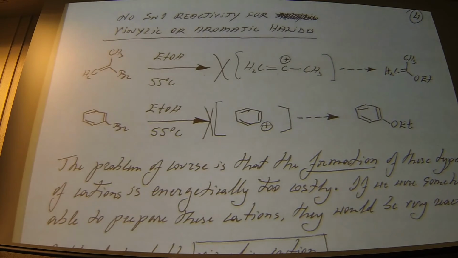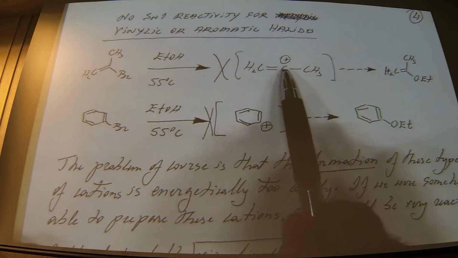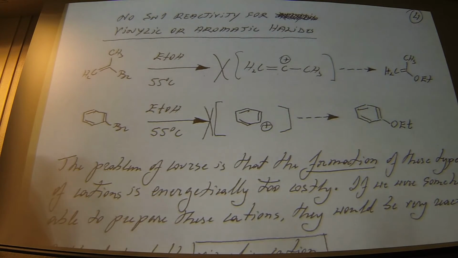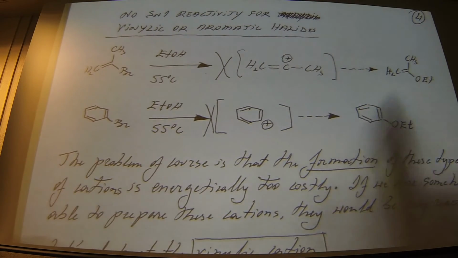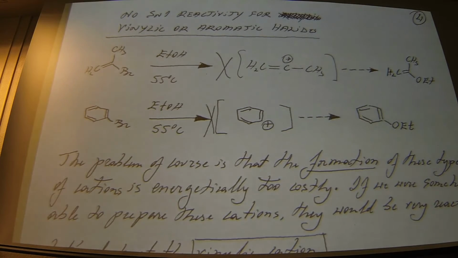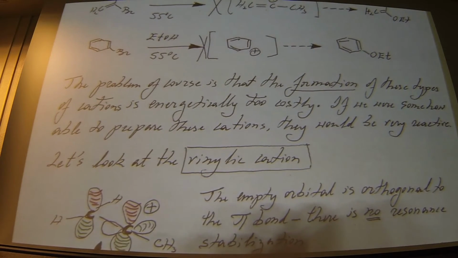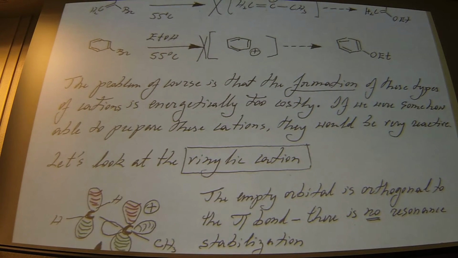Now, the problem is not the second step. I mean, if somehow you're able to get this cation, and you form them in the presence of ethanol, hey, no problem, you get these just fine, right? Now the problem is making these cations. These cations just don't form because why? Because they're too high in energy. And so formation of these types of cations just costs you too much in terms of energy. On the other hand, if you're able to ever make them, yeah, they'd be really reactive.